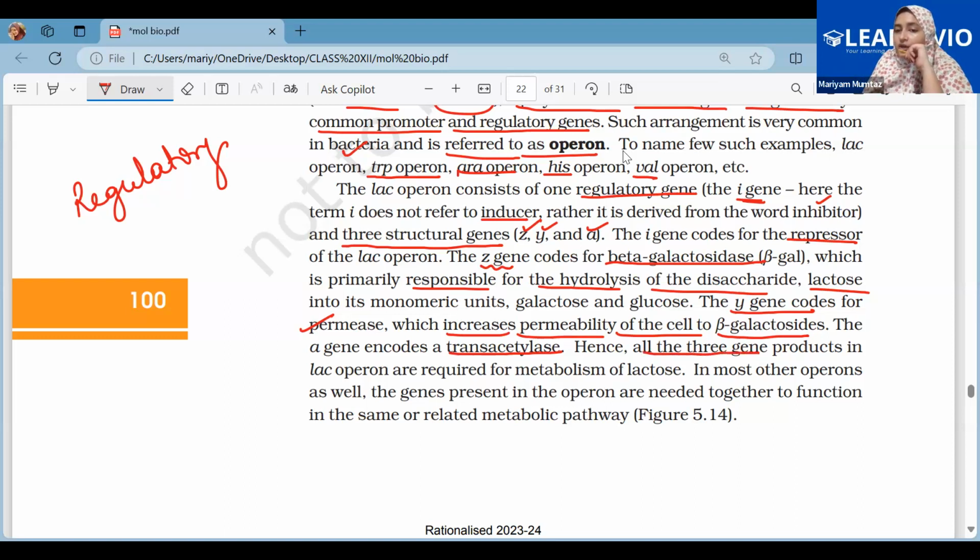Hence, all three gene products in the lac operon are required for the metabolism of lactose, because we are talking about how lactose metabolism takes place. In most other operons as well, the genes present in the operon are needed together to function in the same or related metabolic pathway.